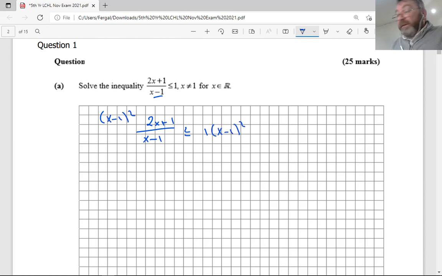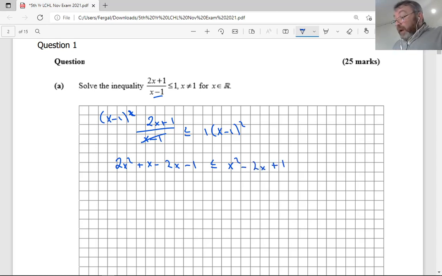Now straight away you can see what that's going to do. It's going to give me a quadratic in x, okay? The x minus 1 there cancels with one of those up above, and that leaves you with x minus 1 times 2x plus 1, which I'm going to multiply out now. That gives me 2x squared plus x minus 2x minus 1, and that in turn is less than or equal to, and again square the binomial, x squared minus 2x plus 1.